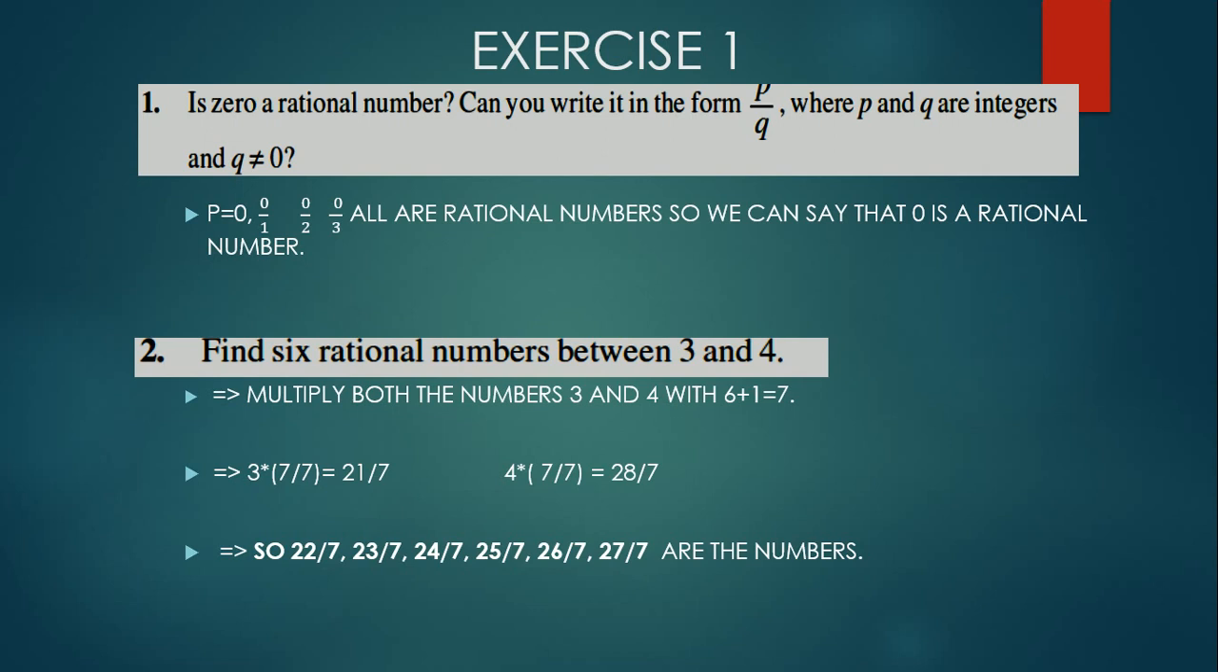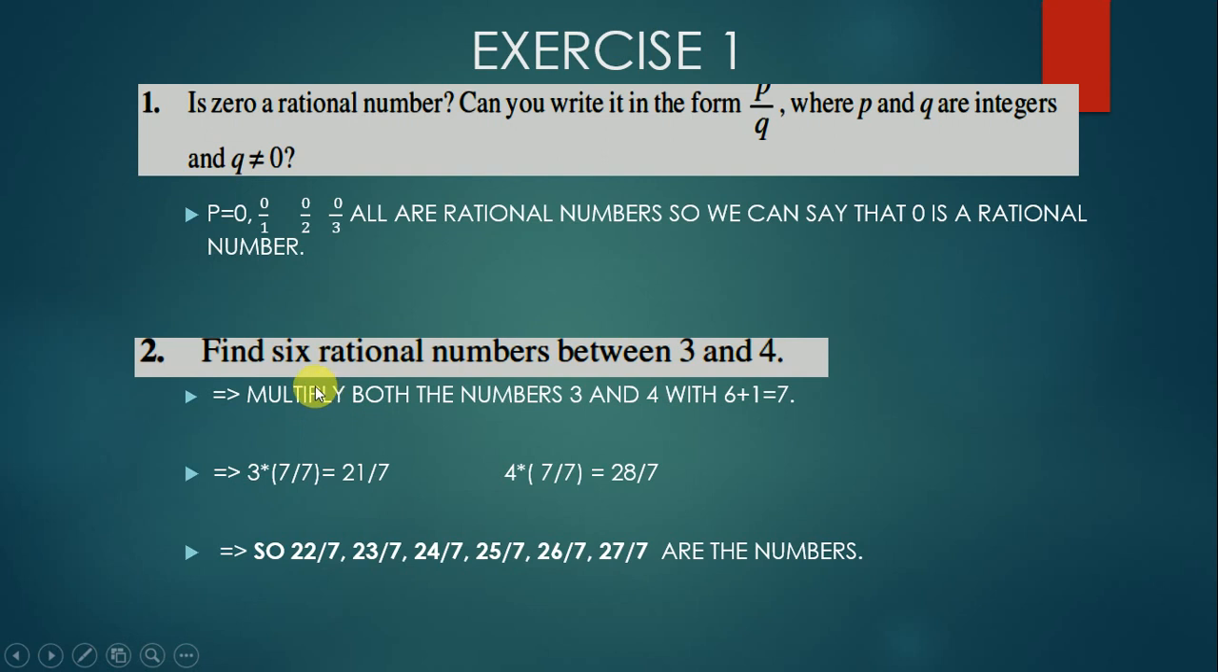So any rational number can be represented in the form of p by q. Only one condition is q will not be equal to 0. So p will be 0. When p is equal to 0, you can write it as 0 by 1, 0 by 2, 0 by 3, like that. All are in the form of a rational number. So we can say that 0 is a rational number. You understand? We can represent 0 as 0 by 1, 0 by 2, 0 by 3 or 0 by 4, 0 by 100, 0 by 1000, no problem. All are rational numbers. So we can say that 0 is a rational number.